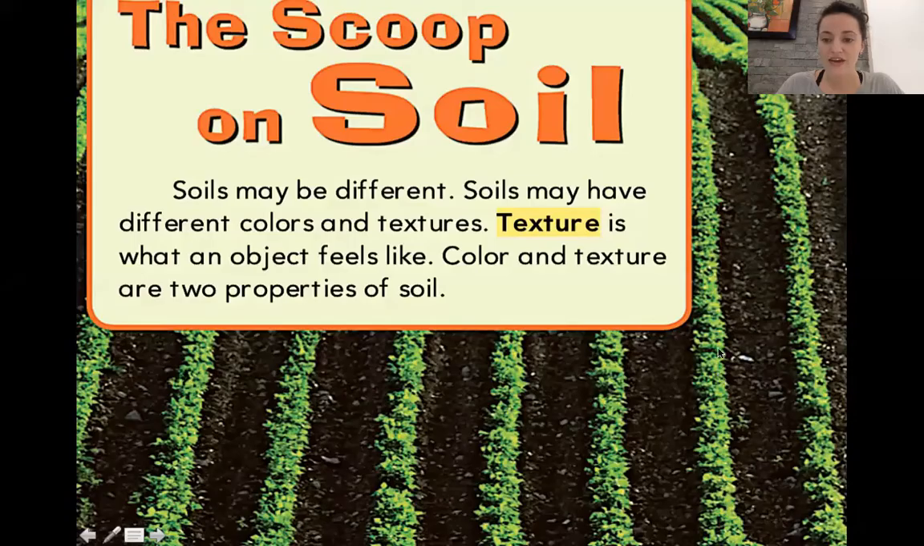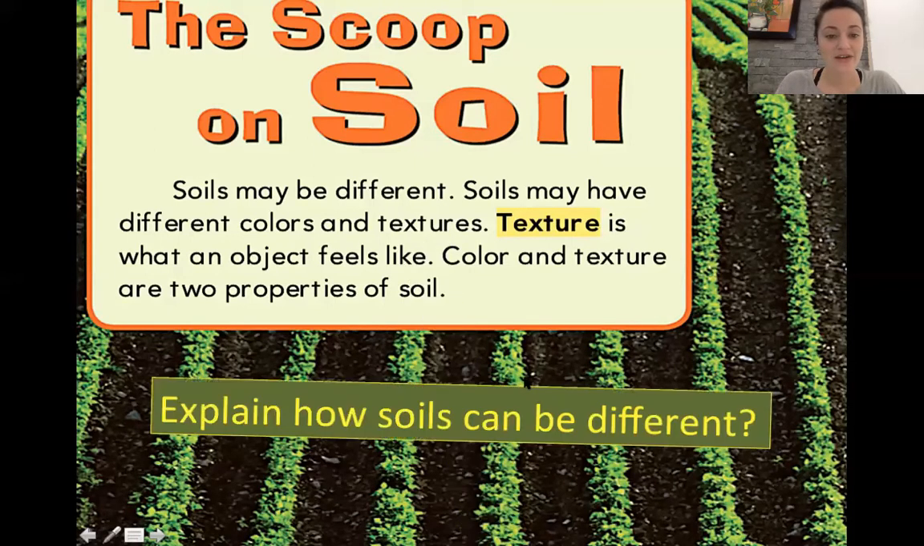Okay, Ray, could you read this for me? Scoop on soil. Soil may be different. Soil may have different colors and textures. Texture is what an object feels like. Colors and textures are two properties of soil. Very good job, Ray. Thank you.